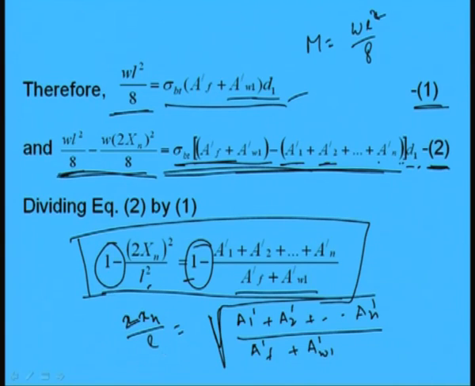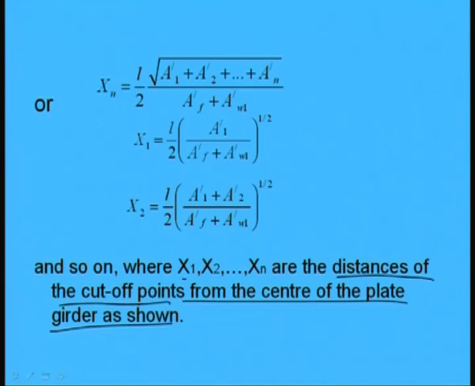So 2xn by L, from this I can find out xn. What will be the xn value? Xn will become L by 2 times the square root of A1 dash plus A2 dash plus up to AN dash by A dash F plus A dash W1. Now, these are the areas of plates, the summation of the areas of the plates. So from this equation, if the number of plates is n, then xn, the distance of the cutoff point from the center of the plate girder, can be found out from this equation.